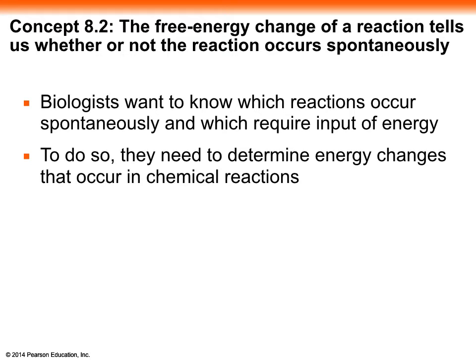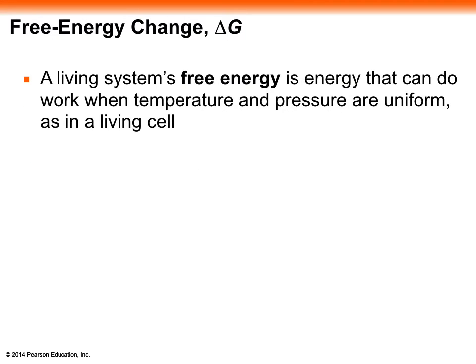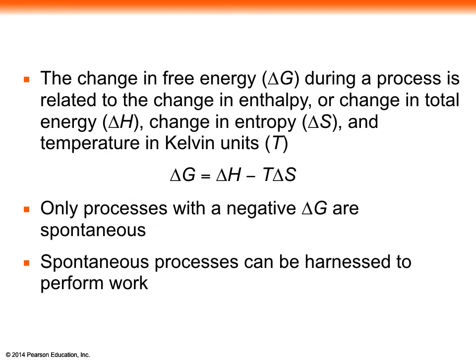Biologists want to know which reactions occur spontaneously and which occur non-spontaneously, which require input of energy. A term I'd like you to know is delta G, or free energy. A living system's free energy is the energy that can do work when temperature and pressure are uniform. Free energy is the energy that can do work, and that's delta G.